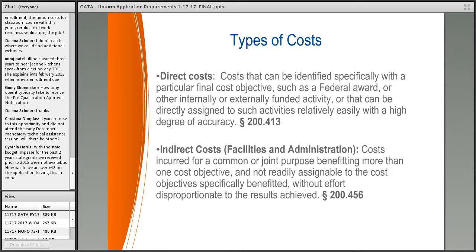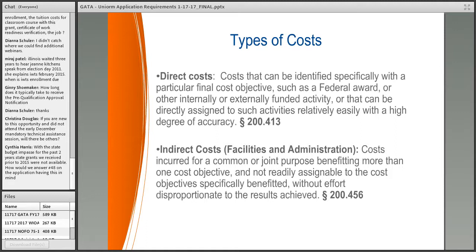So if you're a youth program manager working directly on this project, you can directly link that back to this grant. An indirect cost may be someone who could be an executive director who has no direct relationship to this project.